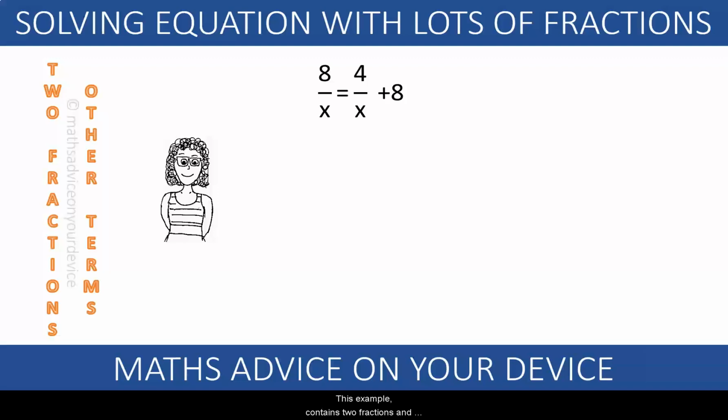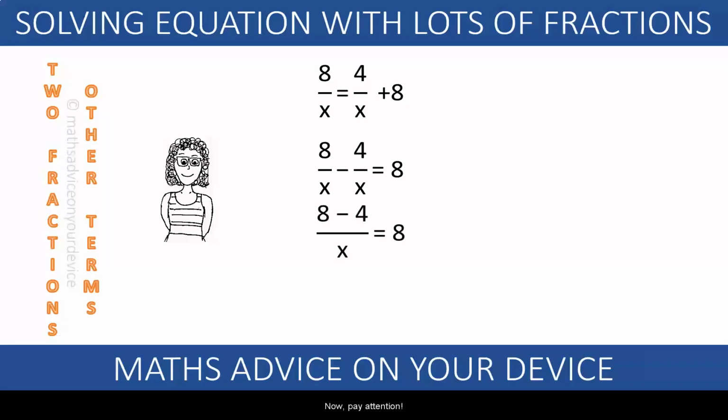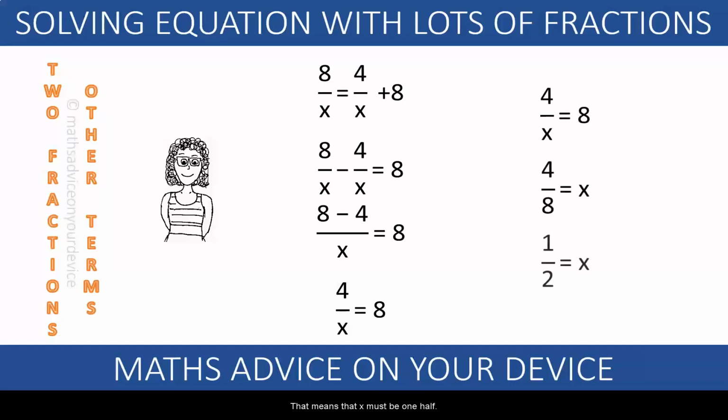This example contains two fractions and one term plus 8. We collect the fractions to the left and keep 8 on the right-hand side. Now, pay attention. Since the fractions have a common denominator, x, we can simplify the numerator, 8 minus 4, and leave the same denominator. Now, if 4 over x equals 8, then 4 over 8 must be x. That means x equals a half.